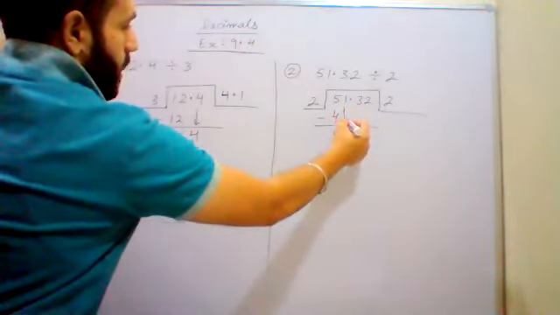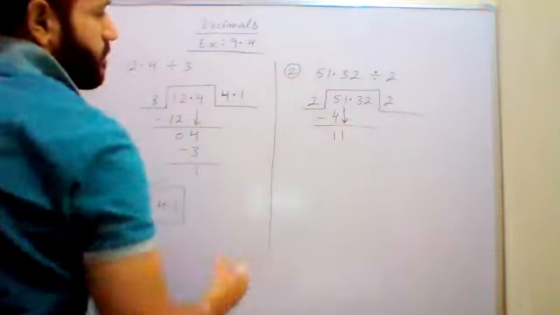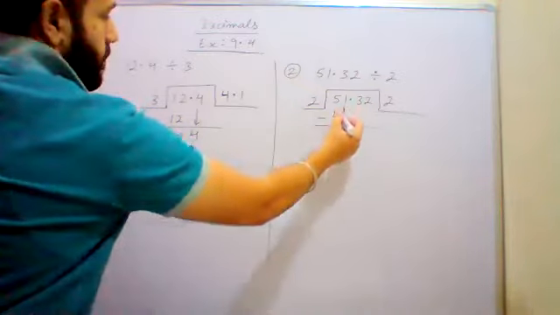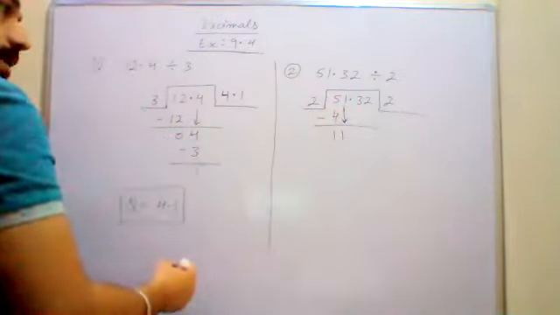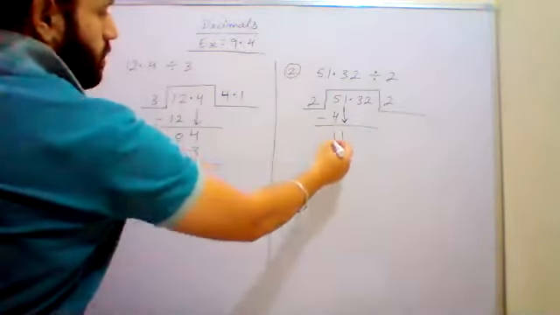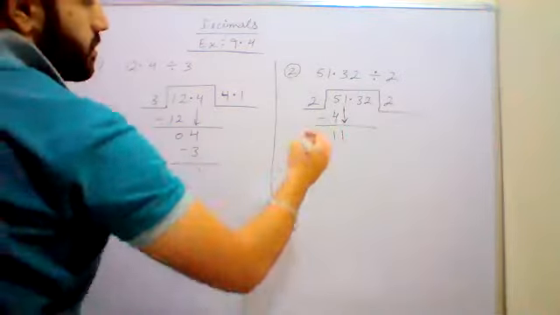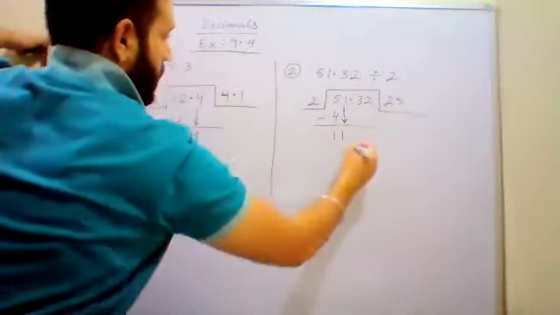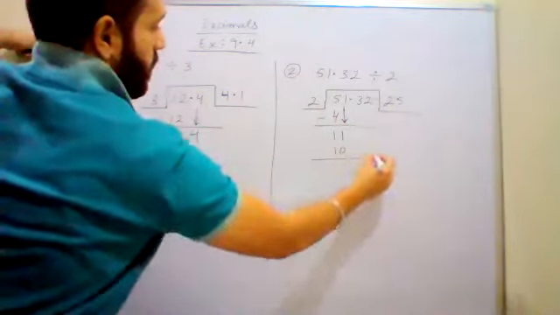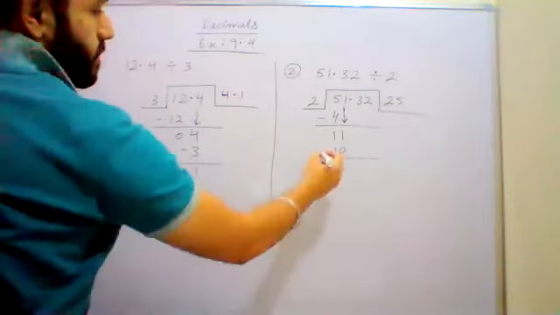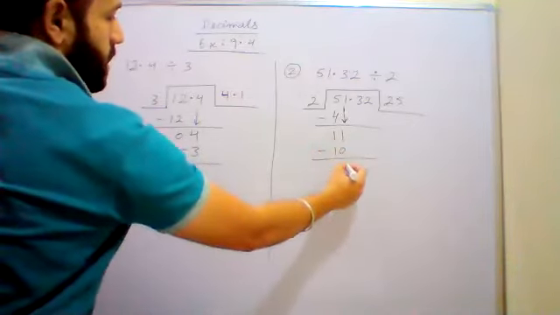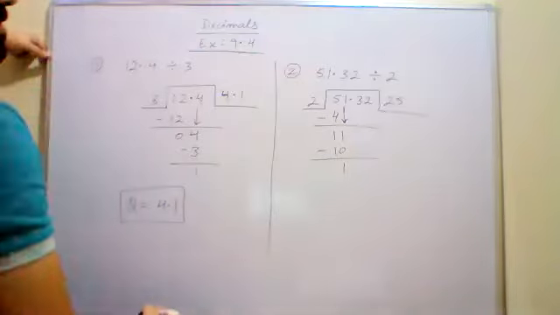ये मैंने arrow बनाया है. This is the arrow. Okay. So 1 you have copied down. So now the number becomes 11. So 2 5s are 10. 10 will come here. Subtract, 11 minus 10 is again 1.